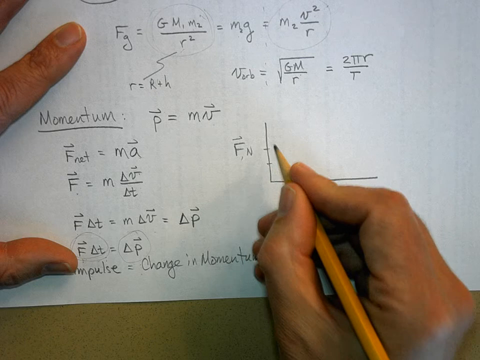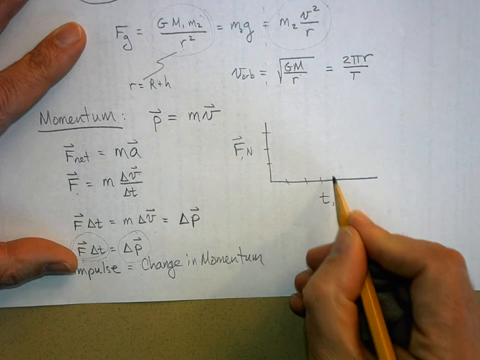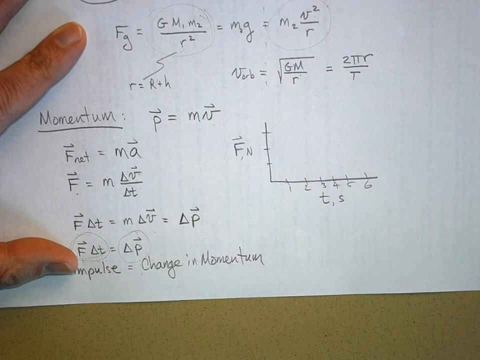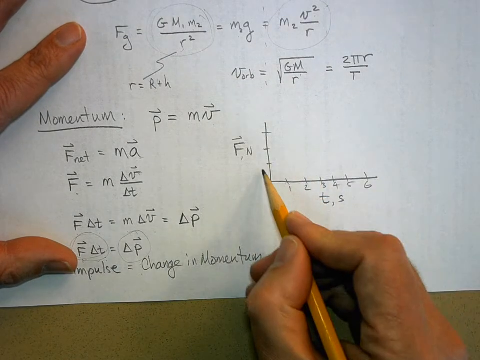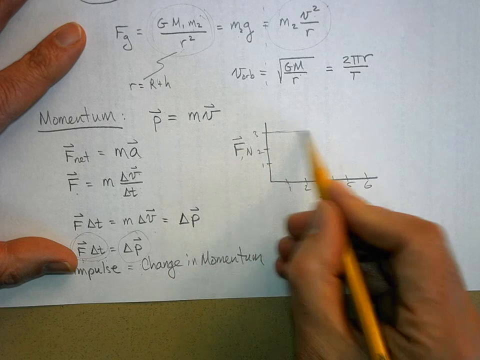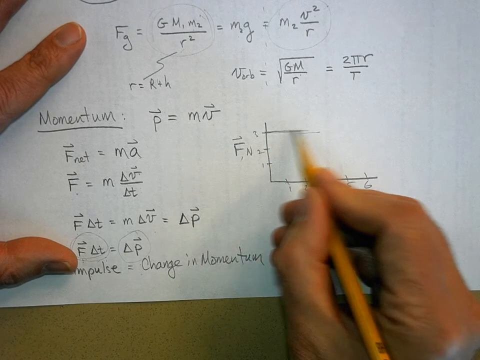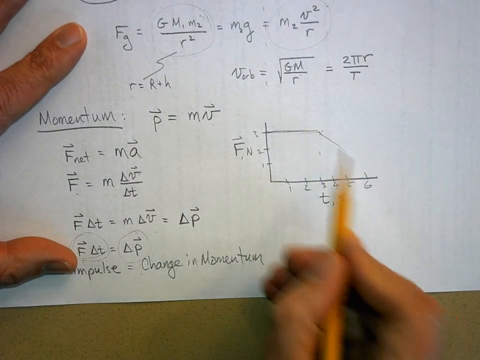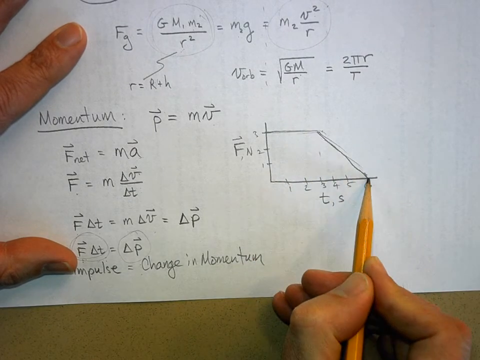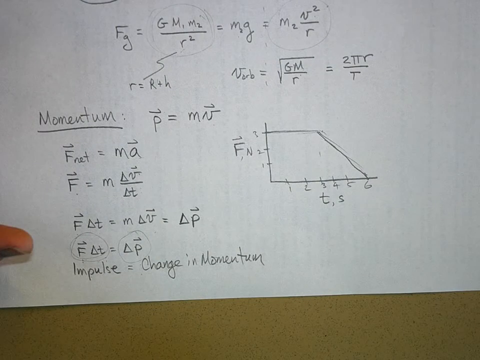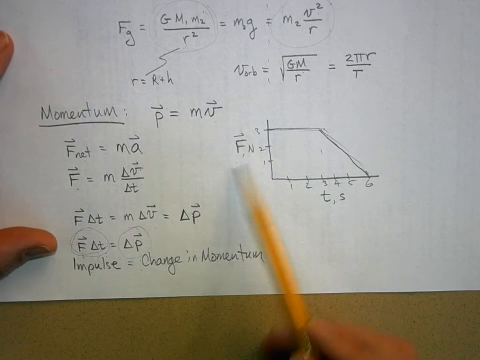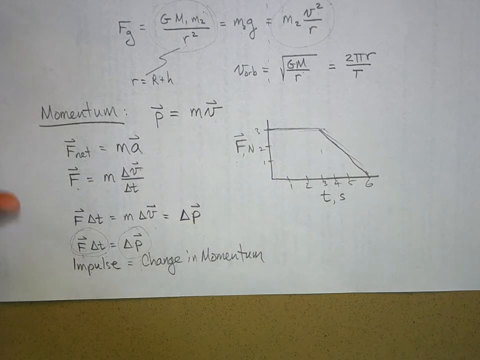1, 2, 3. 1, 2, 3, 4, 5, 6. That's terrible. My increments are terrible there, but oh well. So what if I had something like this? I have a force of 3 newtons applied for 3 seconds, and then over the next 3 seconds, the force gradually becomes weaker and weaker until it's 0 at 6 seconds, and we're done. And this is the net force applied to an object. So here's the net force applied to an object as a function of time.